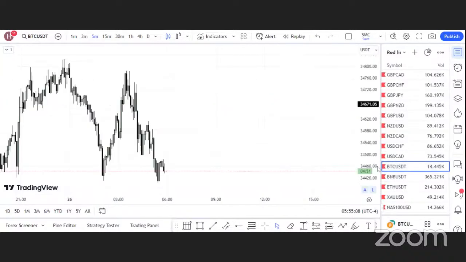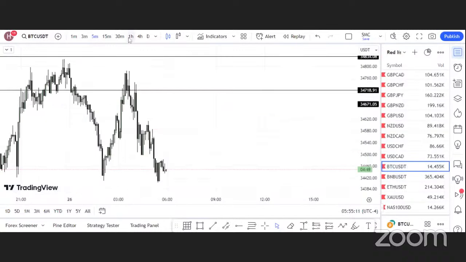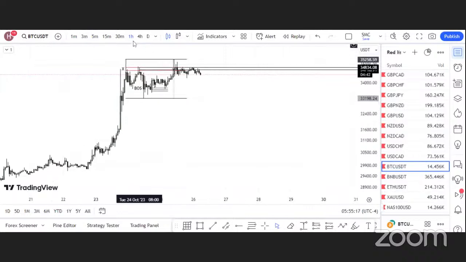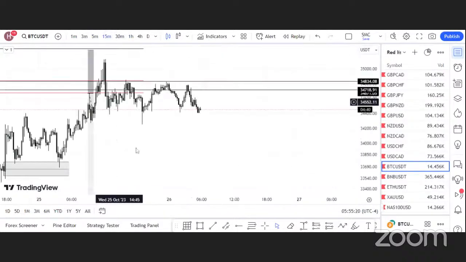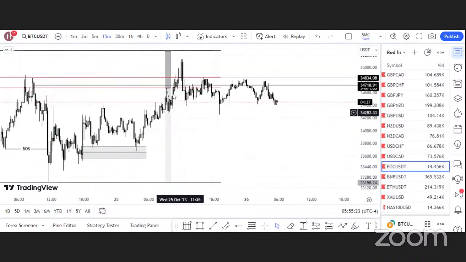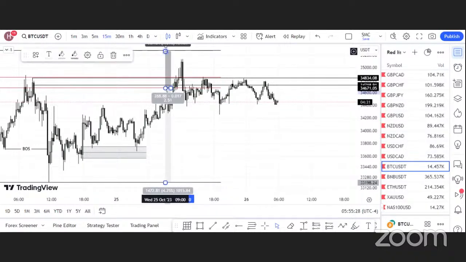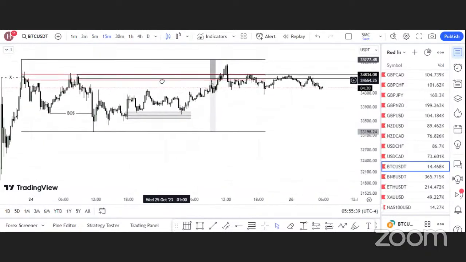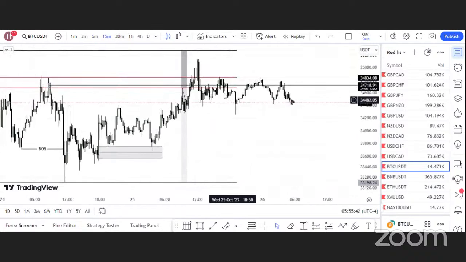So let's check BTC USDT. Yes, I think we made this analysis yesterday, and the market has been ranging on that area. You see, we didn't get taken out. The market didn't get to this zone. So we set our stop loss here, and the market gave us a little drawdown. But even with the drawdown, the market still made a move to the downside.